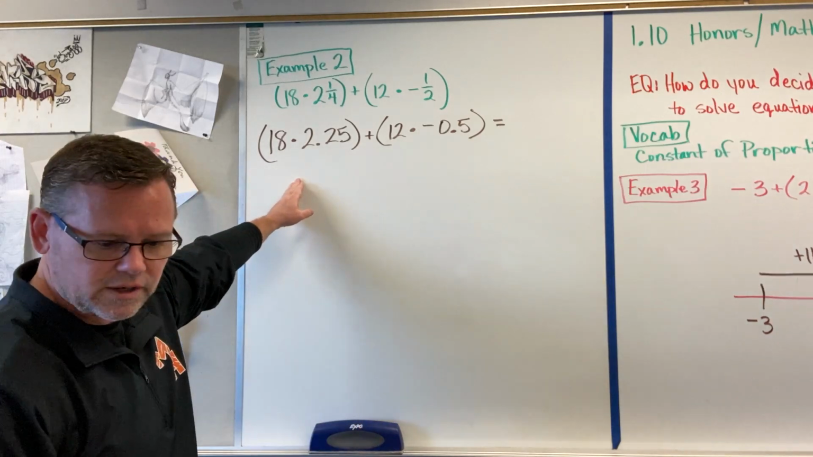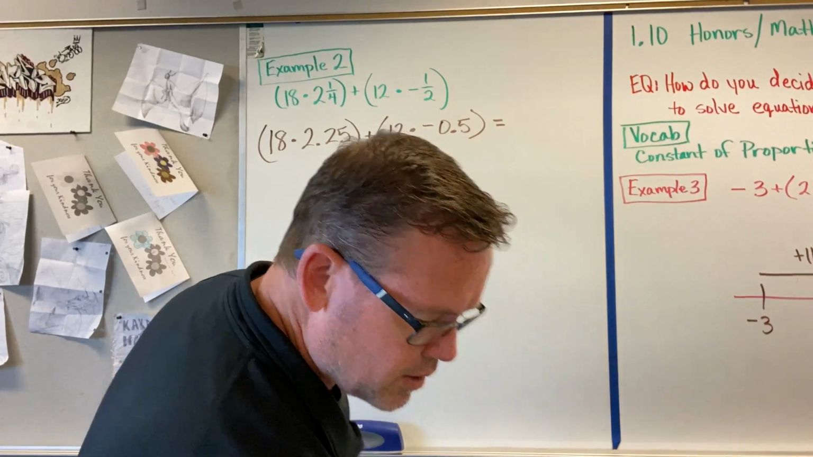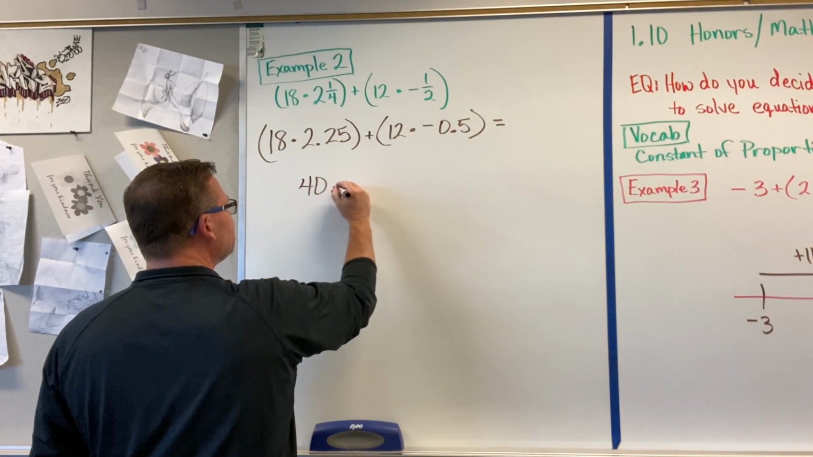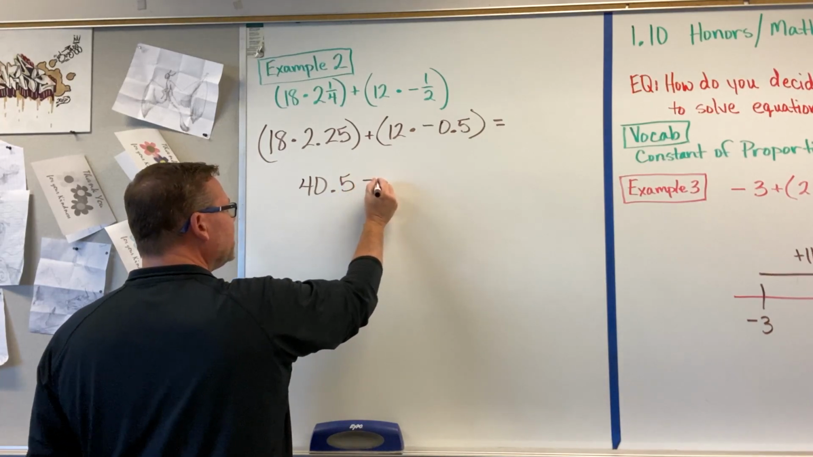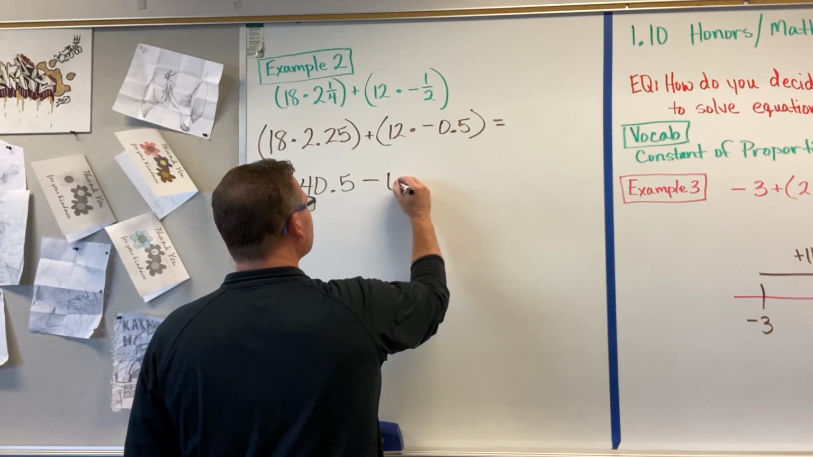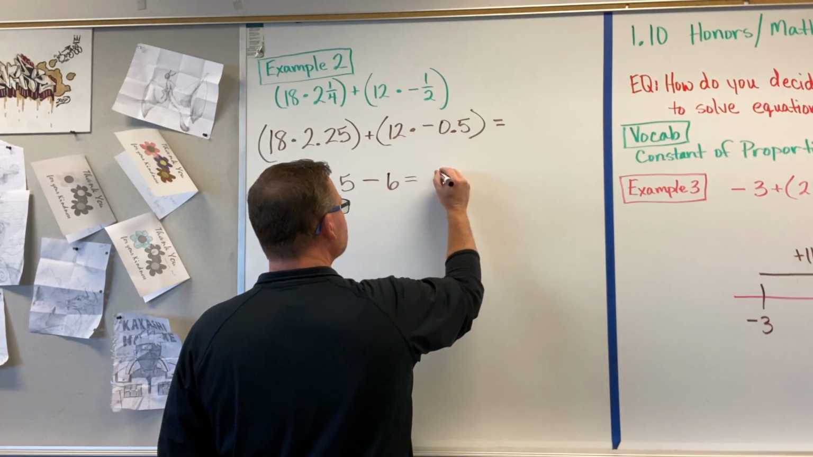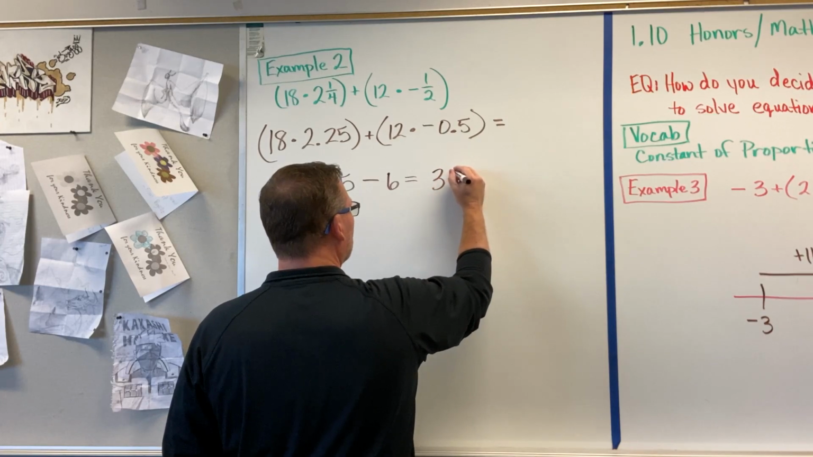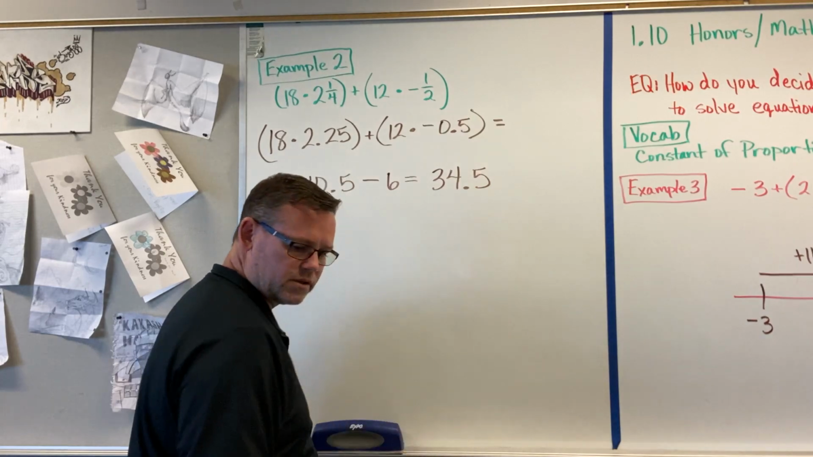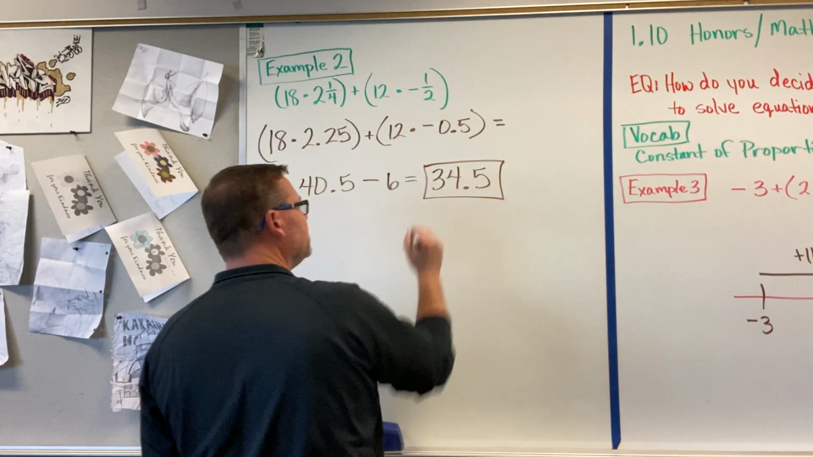I put this into the calculator, and what I get is 40.5 minus 6. And then I get the same answer, guys. It just happens to be in decimal form: 34.5. Okay, so that's my decimal way of solving it.